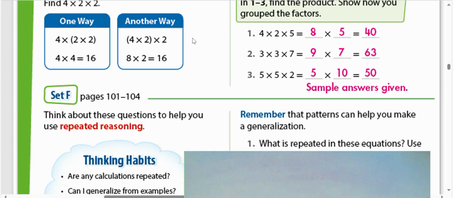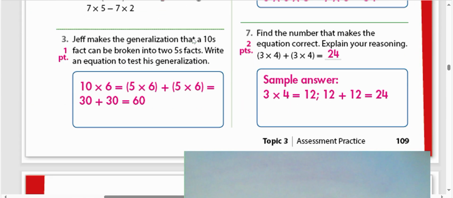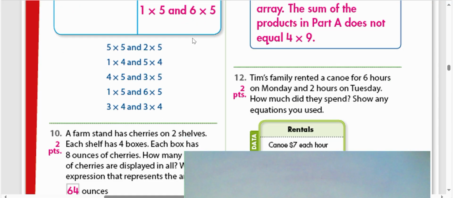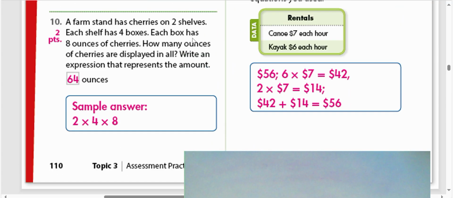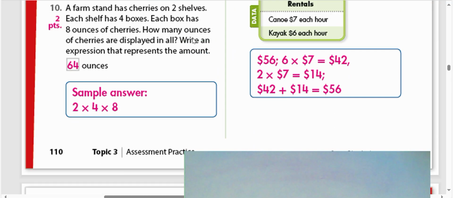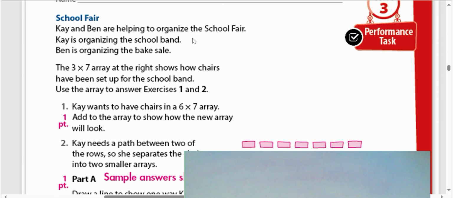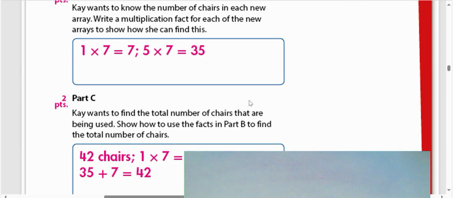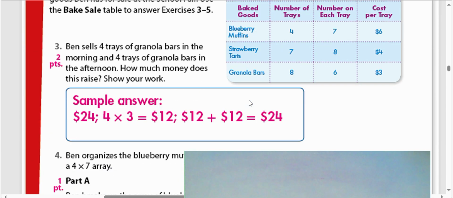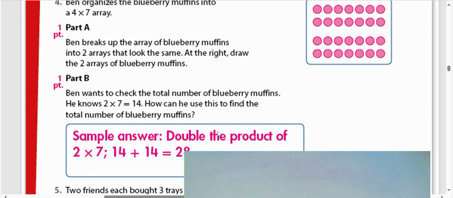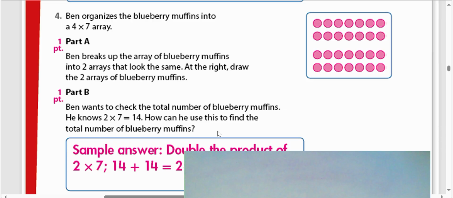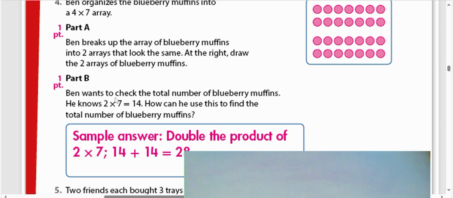Okay, you can find the result from this example. 3 times 4 equals 12 and 3 times 4 equals 12. 12 plus 12 equals 24. It's like this: 3 rows. Each row times 4 equals 12, also 3 times 4 equals 12. 12 plus 12 is 24.